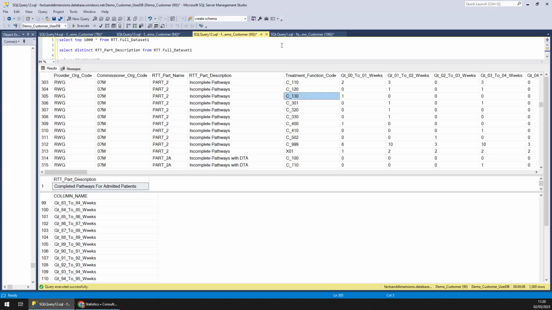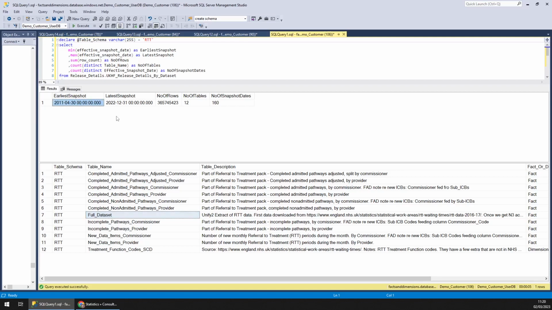So we've got data going back to April 2011 all the way to December 22, and new data going in every month. There are so far 365 million rows of data, so it's extremely detailed. So let's see what we've got.